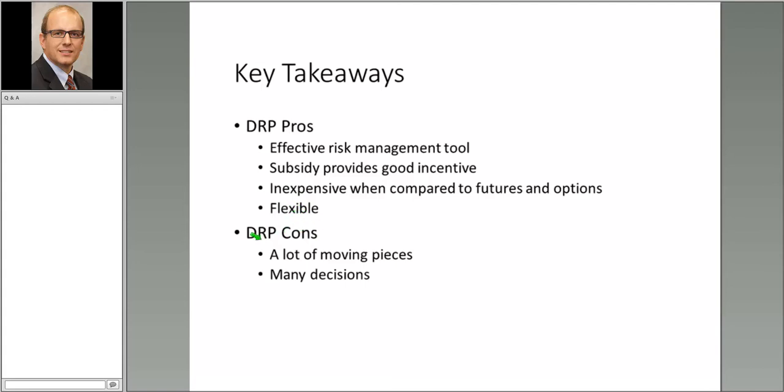When I think about some of the drawbacks, the key one for me is there are a lot of moving pieces and many decisions. You can't just walk in and sign up for it. You have to really think and analyze this and understand what's happening with this program because of the many decisions that have to be made. So it's an effective risk management tool, but it's going to require a little bit more effort to understand and make as wise decisions as possible when it comes to setting up your dairy risk protection policy.